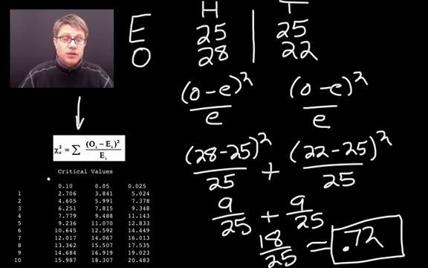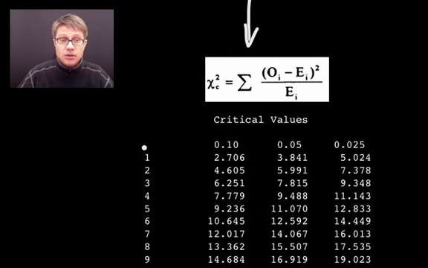Now let's go over here to our critical values. Well, we said that we had 1 degree of freedom because there's 2 outcomes. 2 minus 1 is 1. So we're in this row right here.